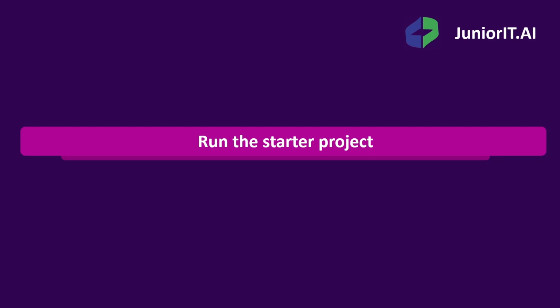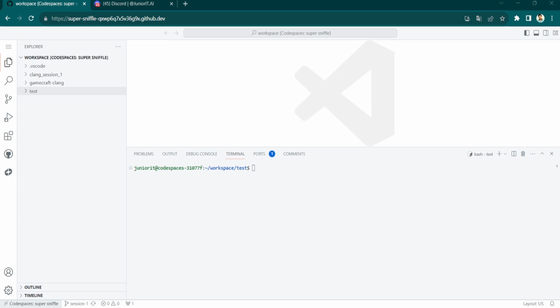Let's run the starter project using the make command. First, we need to build the starter project. For this, first you have to be in your project's root directory. Let's write cd, then the tilde sign, then /workspace, then inside workspace, clang session1.